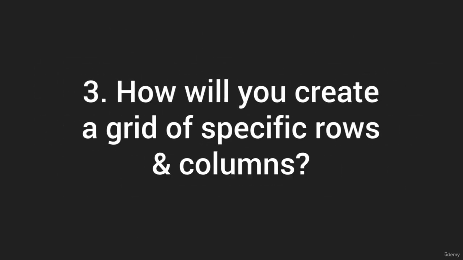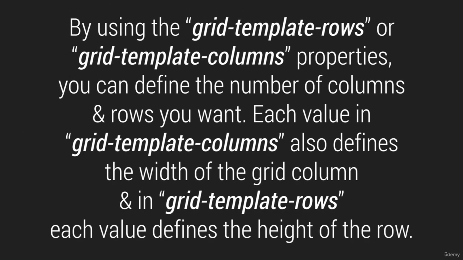The next question, how will you create a grid of specific rows and columns? By using the grid-template-rows or grid-template-columns properties, you can define the number of columns and rows you want. Each value in grid-template-columns defines the width of a grid column, and in grid-template-rows, each value defines the height of a row.